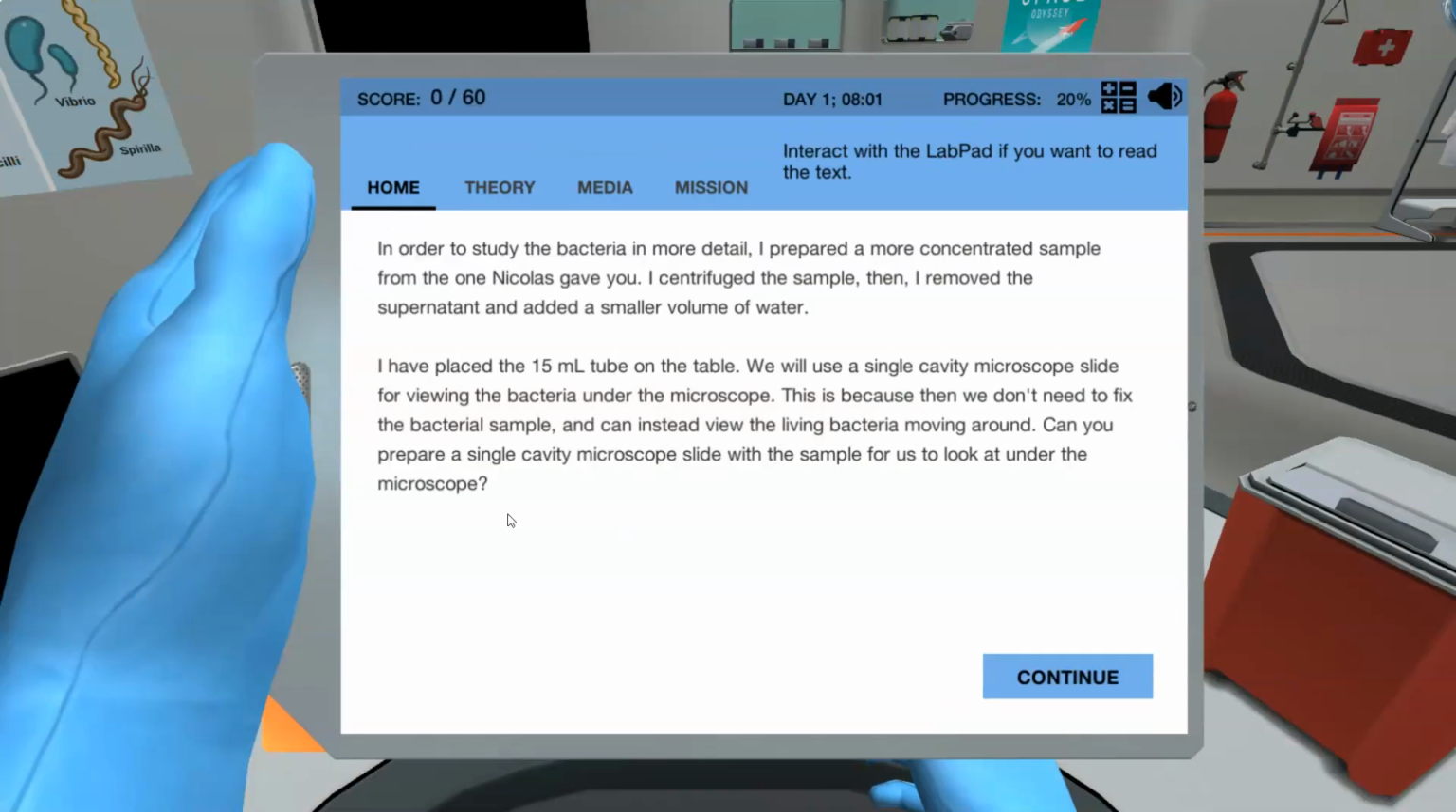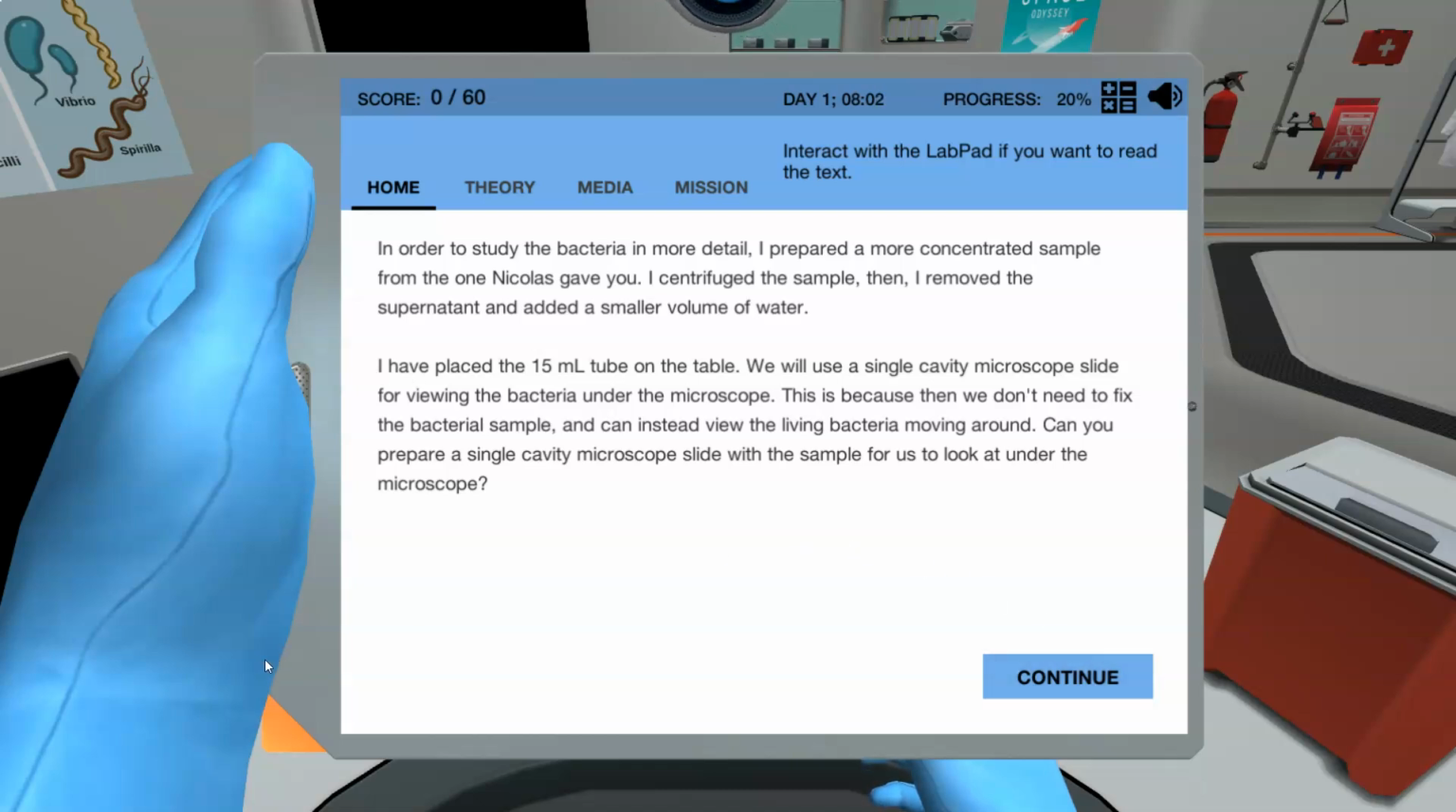In order to study the bacteria in more detail, I prepared a more concentrated sample from the one Nicholas gave you. I centrifuged the sample, then, I removed the supernatant and added a smaller volume of water. I have placed the 15 milliliter tube on the table.